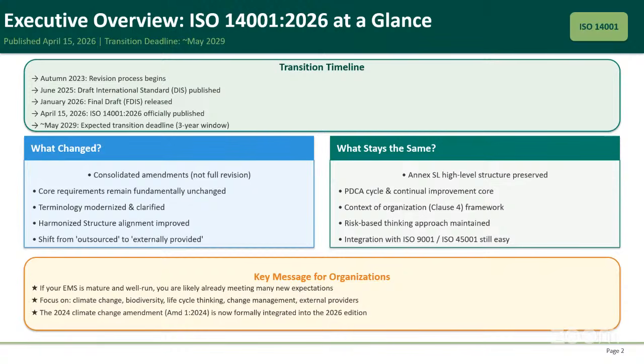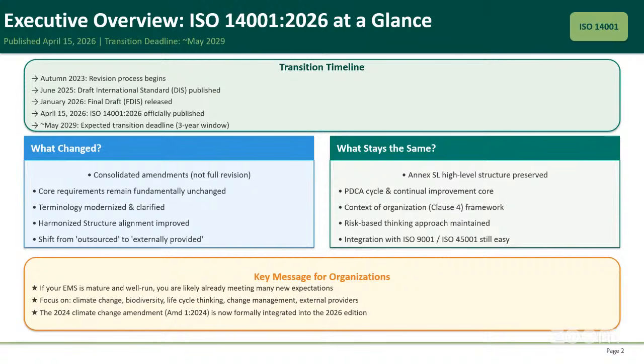So where am I going now? What I'm saying is that, using my own principle, the plan has 3 clauses, which are clause 4, clause 5, and clause 6. Then we have the do, which is clause 7 and clause 8. Then we have the C, which is the check, which is clause 9. Then we have the A, which is the act, which is clause 10.